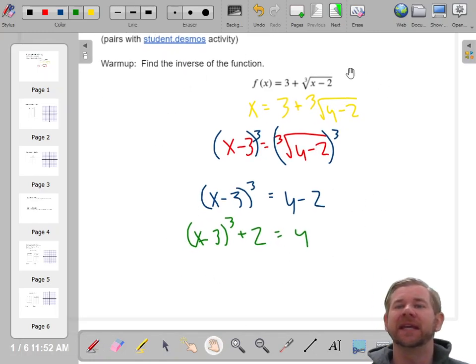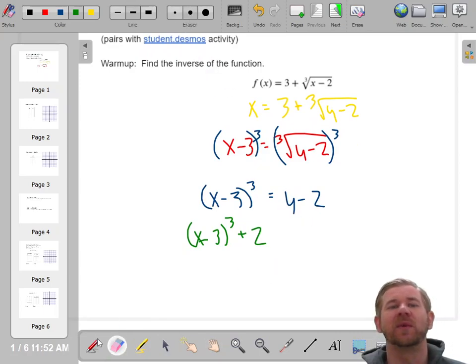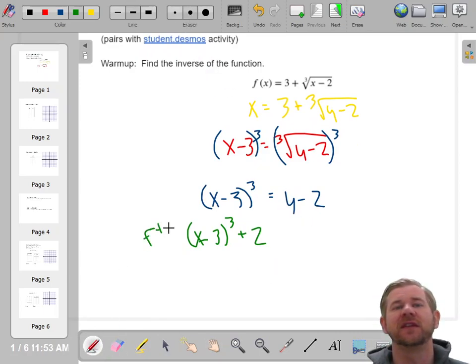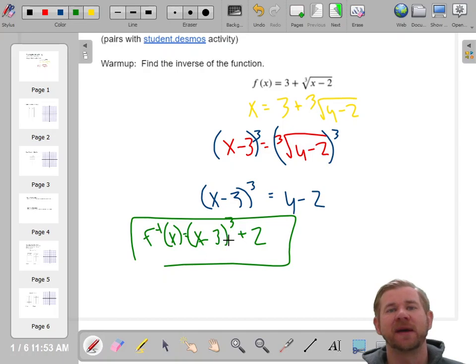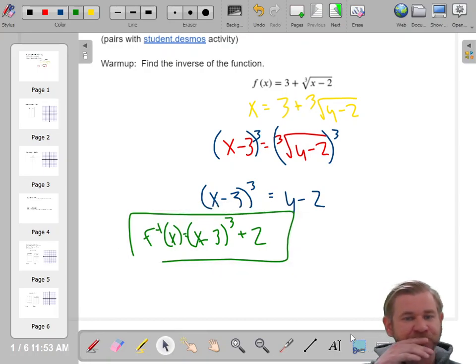But since we're finding inverse functions, once you isolate y, I like to write that as f to the negative first. That's read as the inverse of f. So the inverse of f is right here. That's x minus 3 cubed, and here is the original function. It's got a cube root in it. So these are inverses of each other. You flip x and y, and you solve for y.